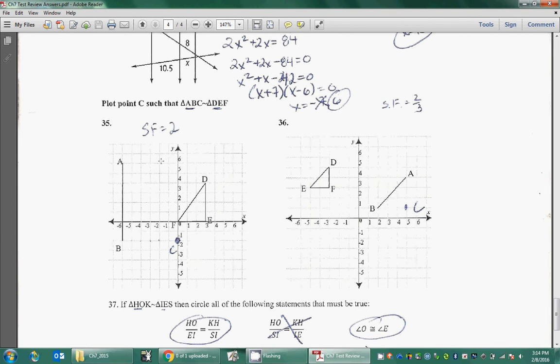You'll notice I did not put C 6 away from A, because AC is corresponding to DF, which would have been the diagonal piece, and that makes it a little bit more tricky. For 36, you'll notice that DEF here is a right triangle, which means ABC would have to be a right triangle. The only spot where it's going to be a right triangle is when I have C here at 5, comma 1. Okay.